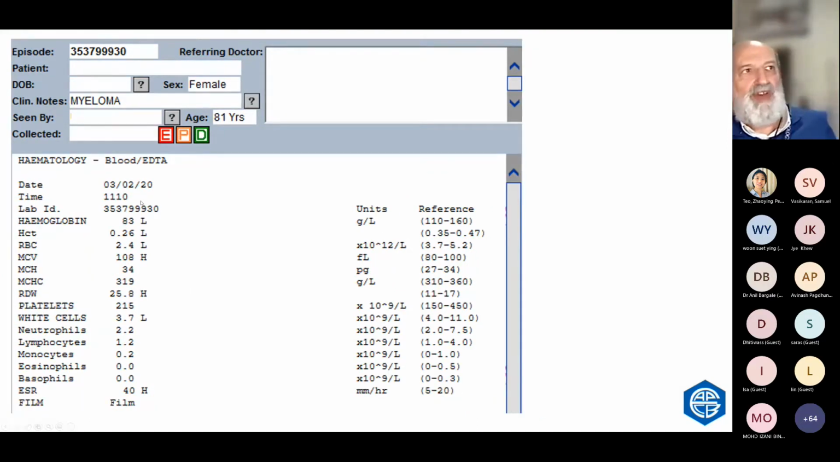And it was picked up early. Five years later, the myeloma has progressed a bit and she's still anemic and macrocytic with a raised ESR.